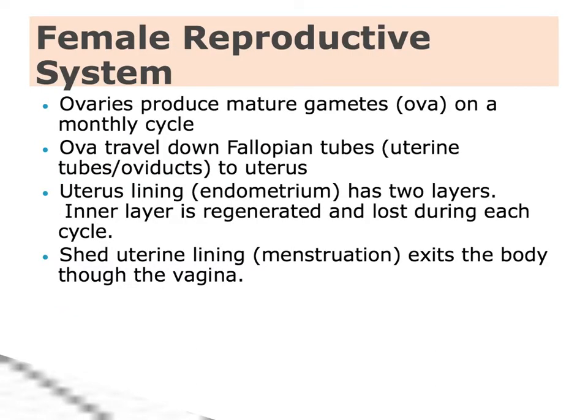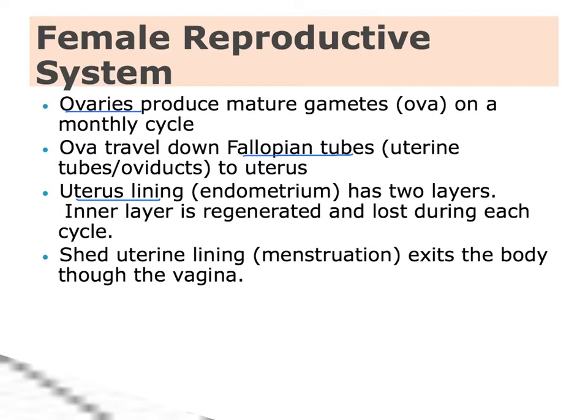Moving on now to the female reproductive system. In this system, ovaries are the place where mature gametes are produced, and they're produced on a monthly cycle, not almost continuously like sperm are produced. The ovum travel down fallopian tubes, which are also called uterine tubes or oviducts, to the uterus. The uterus has a lining that can be shed each month, but then is regenerated as part of the cyclic process.